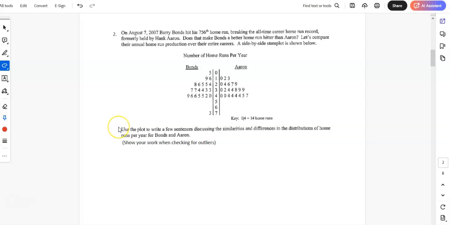Use the plot to write a few sentences discussing the similarities and differences in the distribution of home runs for Bonds and Aaron. Show your work when checking for outliers. Oh, that's nice to know that we need to do that. Okay, so there's no lower outliers. So shape, they are both skewed right.